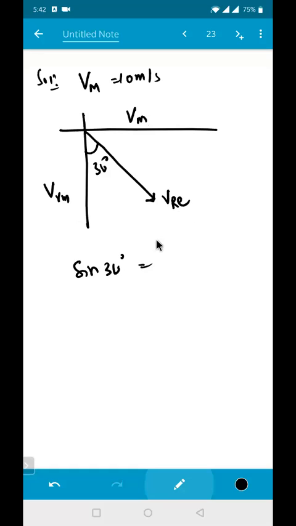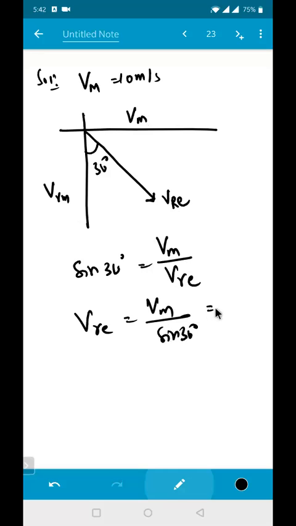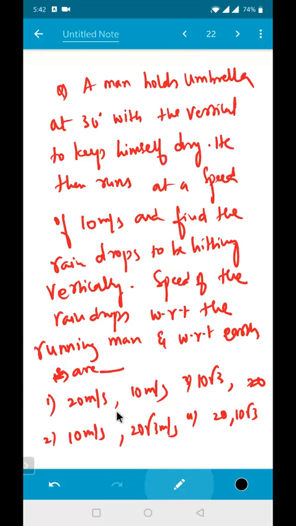Sin theta is equal to the velocity of man divided by the velocity of rain with respect to earth. So velocity of rain with respect to earth is nothing but velocity of man divided by sin 30. Sin 30 is 1 by 2. So it is 10 divided by 1 by 2, which will be equal to 20 meter per second. See, is there any option with 20 first? So this is the first option which we have, that 20.